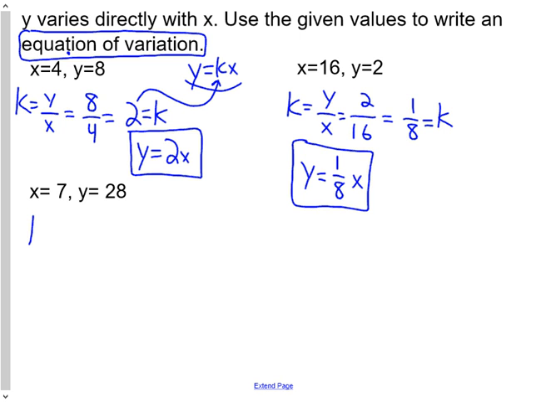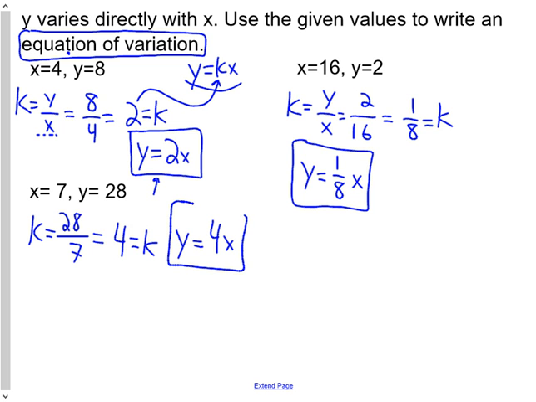Last one on the slide, k equals y, which is 28, over x, which is 7. Following the same pattern, we fill it in, 28 divided by 7 is 4, my k value. And then I need my answer to look like this, so y equals 4x. And that is it for what you're doing. Just do your y divided by x to find k, plug it back in. If you need more time to write notes, feel free to pause this video or check the notes filled in on Google Classroom.